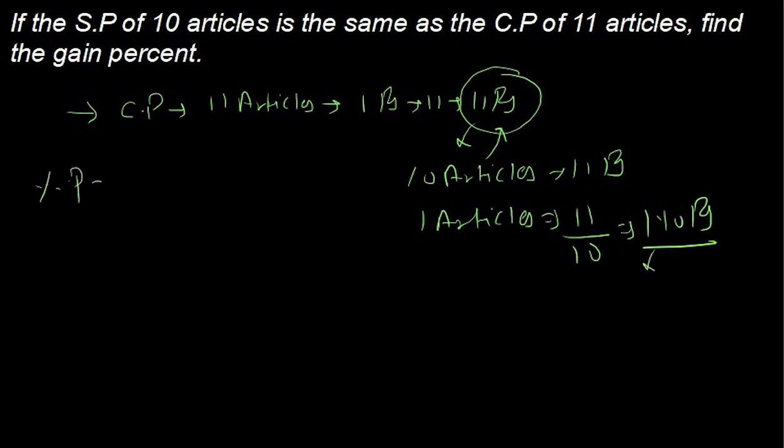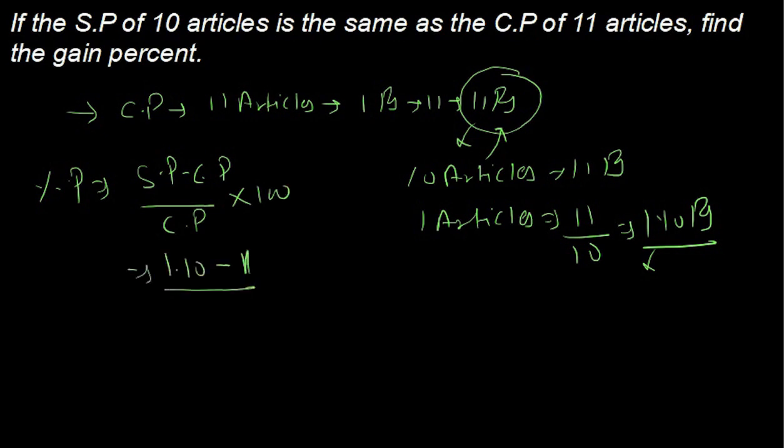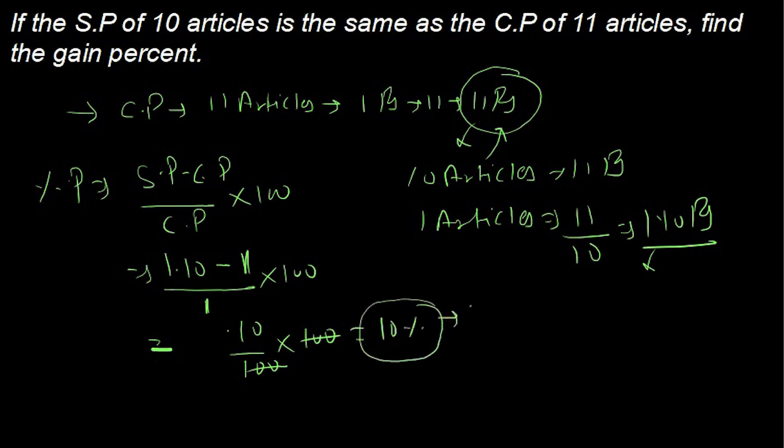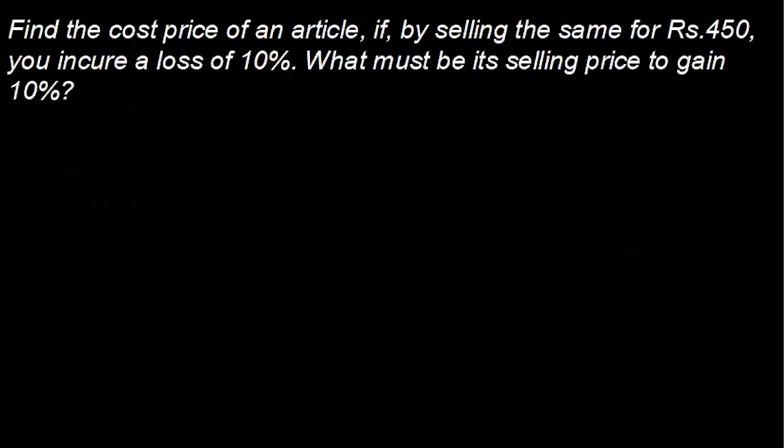Profit percent is going to be selling price minus cost price, divided by cost price, into 100. Selling price is 1 rupee 10 paisa, cost price is 1 rupee, divided by 1 rupee, into 100. 1 rupee 10 paisa minus 1 is what? 10 paisa only. 1 rupee you can say 100 paisa. So this is 10%. So you got 10% profit. That is not tricky actually, but the calculation part is a bit easier.